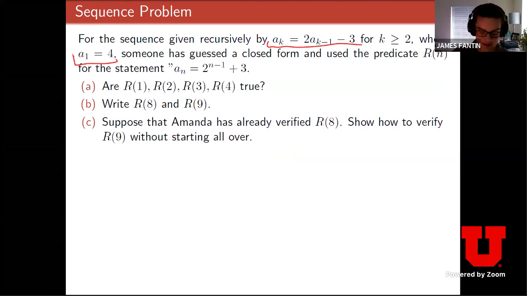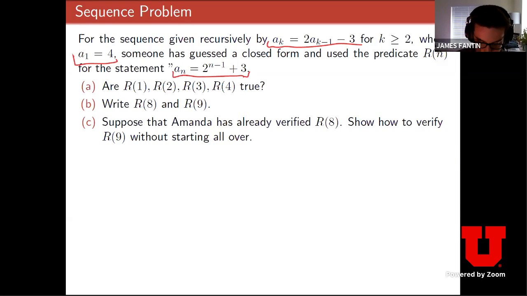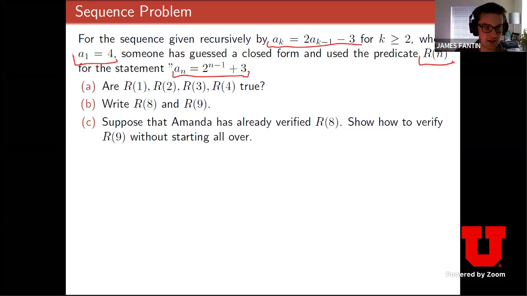And then we have a guess for a closed form formula for a sub n. We guess the closed formula is a_n equals 2 to the n minus 1, plus 3. What we're asked first is: does this predicate R_n, representing the closed formula, give the same values that the recursive formula does? If you want to, take about a minute to go through those and check that the closed and recursive formulas give the same values for 1, 2, 3, and 4.